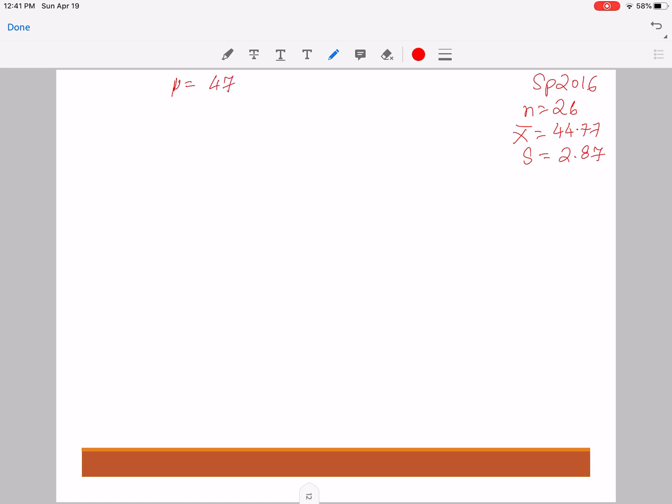Let's say that I had lost a lot of faith in those students and I say that, you know what, the population mean was 47. Now what I'm going to do is use hypothesis testing to find out whether 47 is a good estimate or not, and I'm going to do that using hypothesis testing.